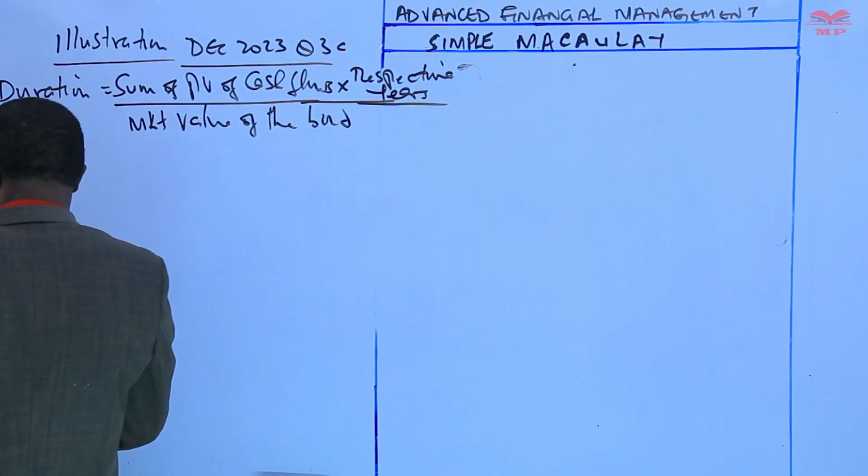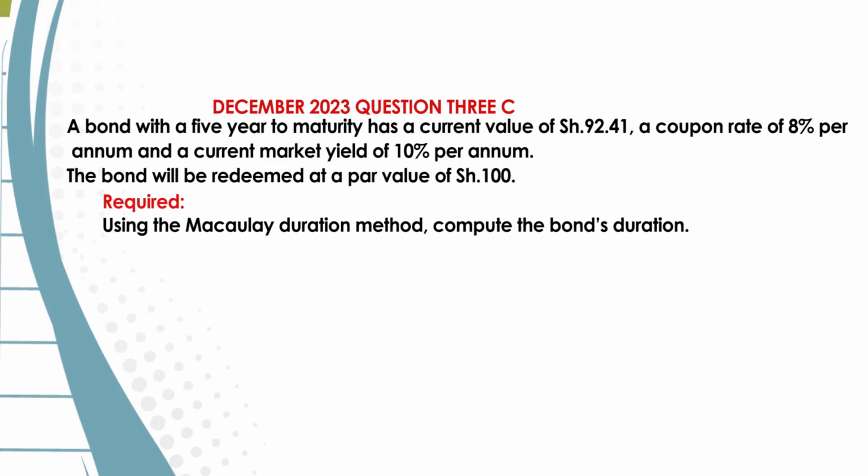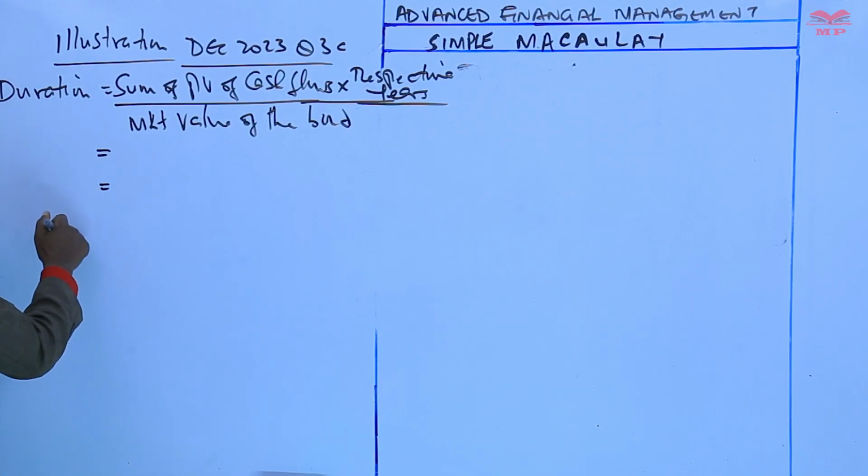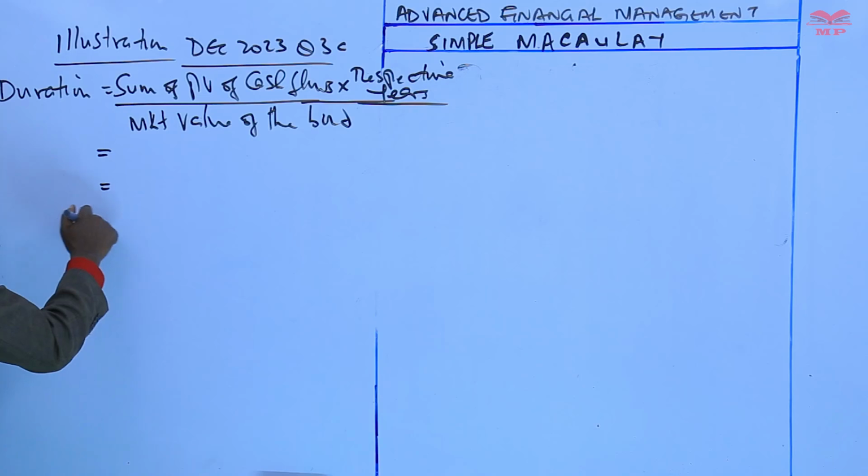Now look at the question. The question reads, a bond with a 5-year to maturity. The bond has a current value of 92 shillings and 41 cents. The coupon rate is given at 8% per annum, and there's a current market yield of 10% per annum. So we're going to have a working. We'll have just one working.